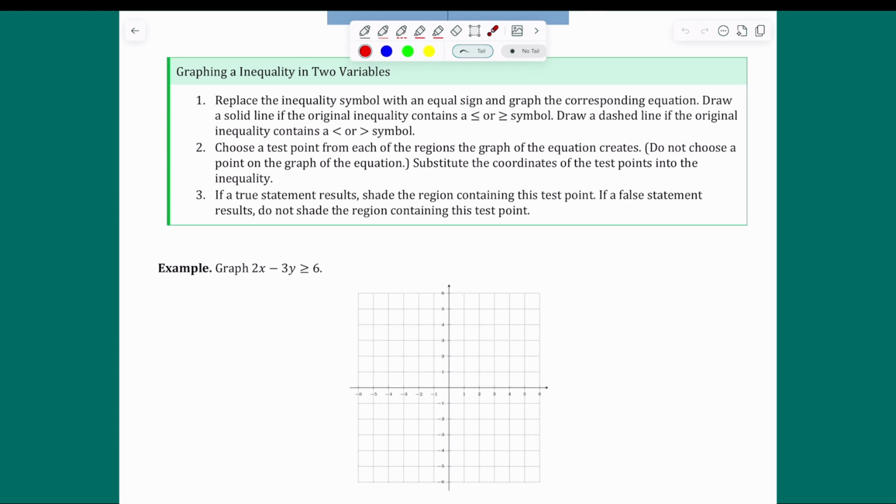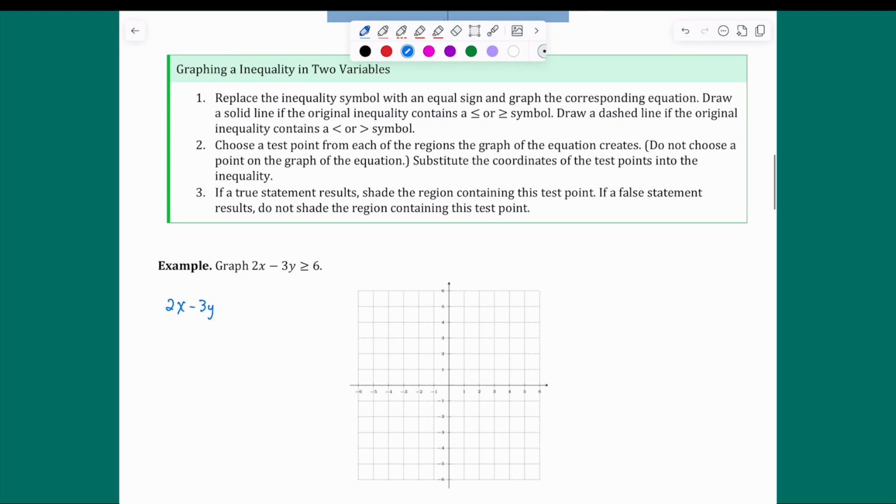Okay, so our first example here is to graph the line 2x minus 3y greater than or equal to 6. I called it a line, but it's a region. So 2x minus 3y greater than or equal to 6, this linear inequality. And then step 1 says to take that same inequality, but replace the greater than or equal symbol with an equal sign, and then graph the equation that results.